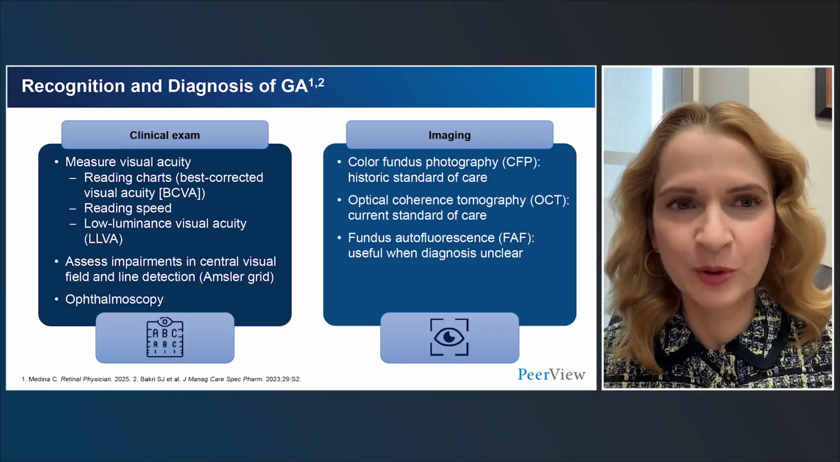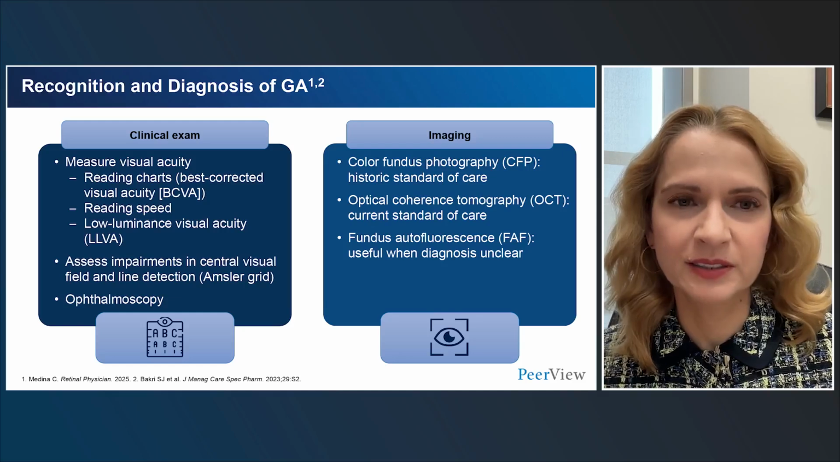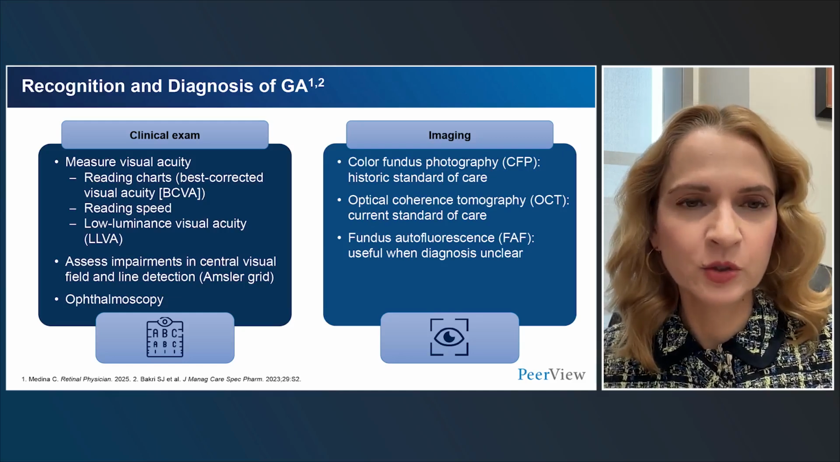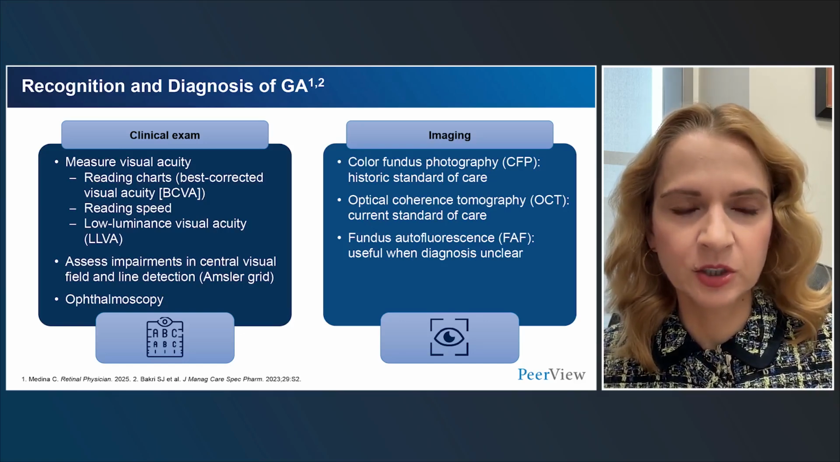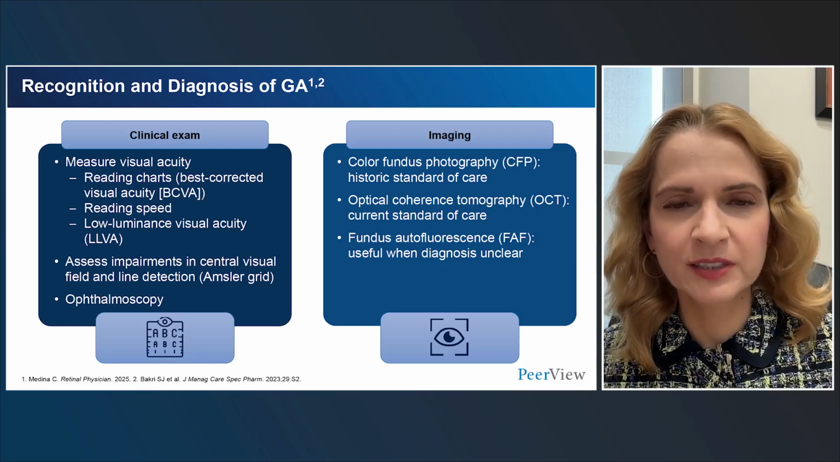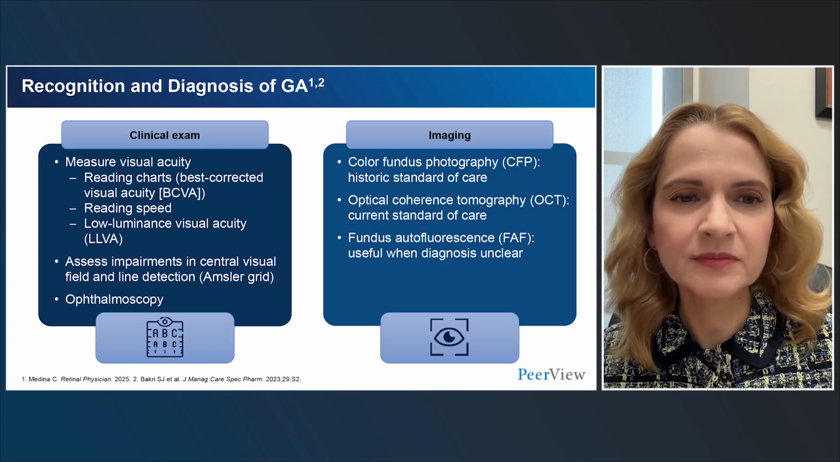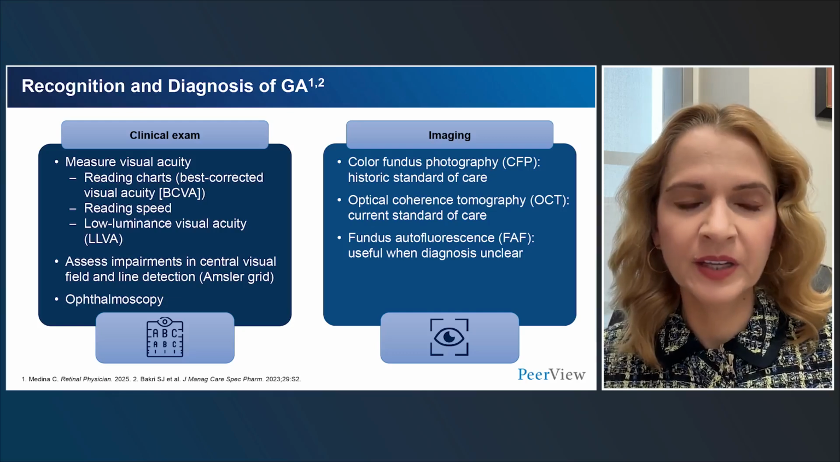It is very important to recognize and diagnose geographic atrophy starting with a clinical exam. First, the visual acuity is measured using reading charts. Best corrected visual acuity is typically measured using Snellen charts. Reading speed and low luminance visual acuity are sometimes performed as well. Impairments in central vision field and line detection on the Amsler grid can also be performed.